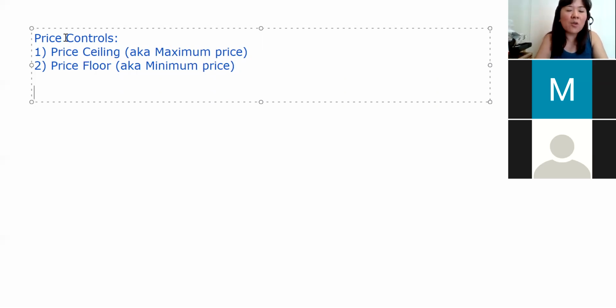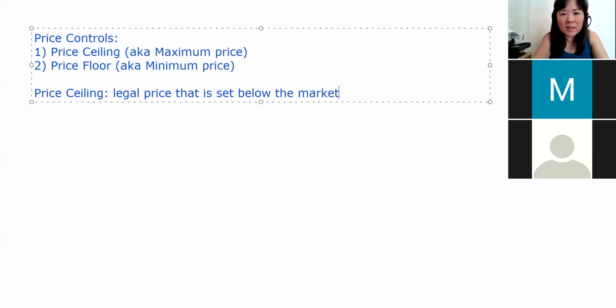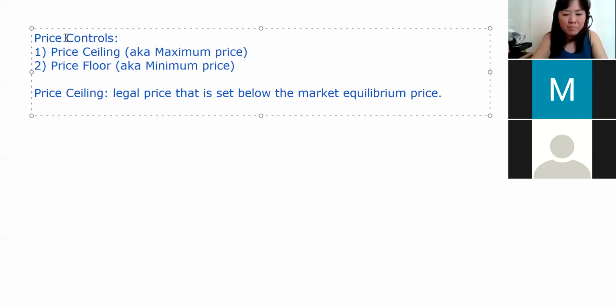Now, when we talk about a price ceiling, what is the intention of a price ceiling? And what exactly is a price ceiling? You can think of it as a legal maximum price that is set below the market equilibrium price. In other words, it actually has the intention of lowering the price. So why would the government want to lower the price? What is the purpose? Aim.